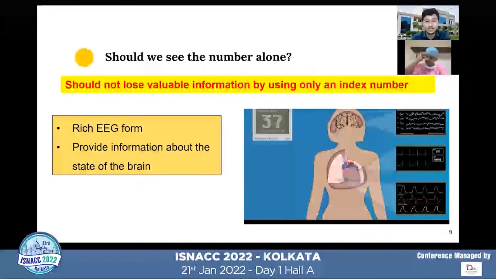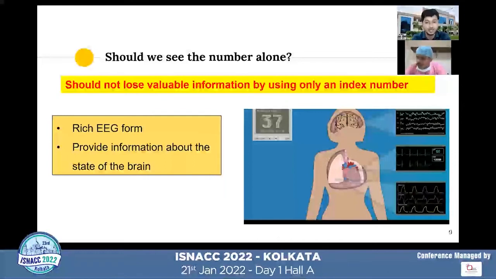So we should always see the EEG waveform as well as the index number. We should not lose valuable information by using only an index number, because the EEG provides us with rich information about the state of the brain. So we should consider both the EEG as well as the index number.